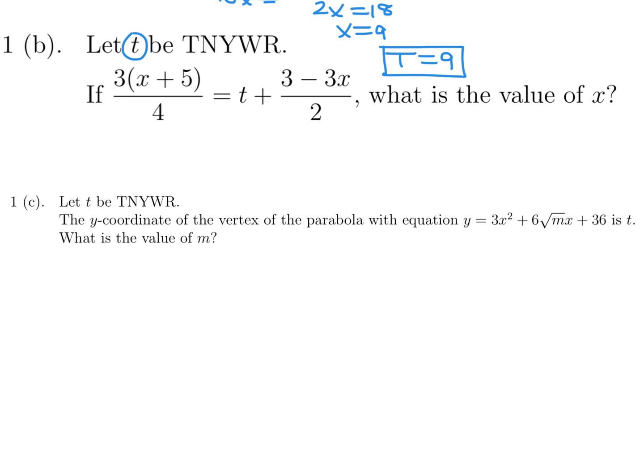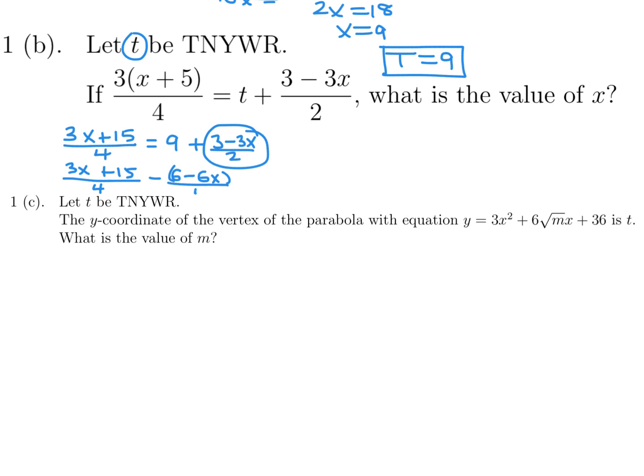And they're saying that 3 times x plus 5 over 4 is equal to t plus 3 minus 3x over 2. What is the value of x? So we got to do some algebra here. Not a problem. So 3x plus 15 over 4 is equal to t, which is 9, plus 3 minus 3x over 2. So now that would mean 3x plus 15 over 4, and then I'm going to bring this guy over. And then I'm going to multiply top and bottom by 2 to get the common denominator. 6x over 4 is 9.